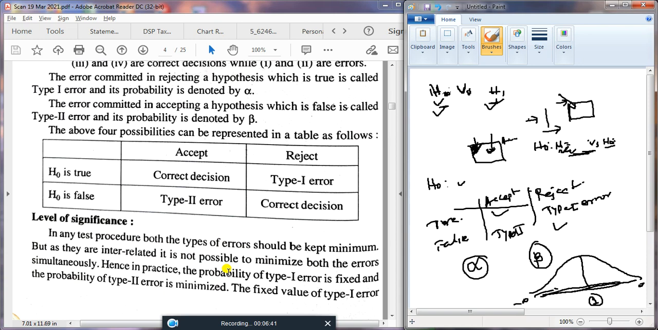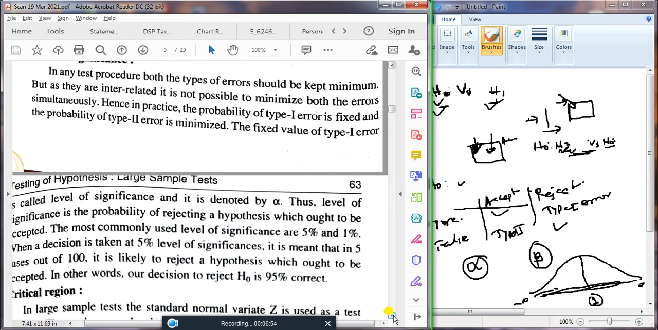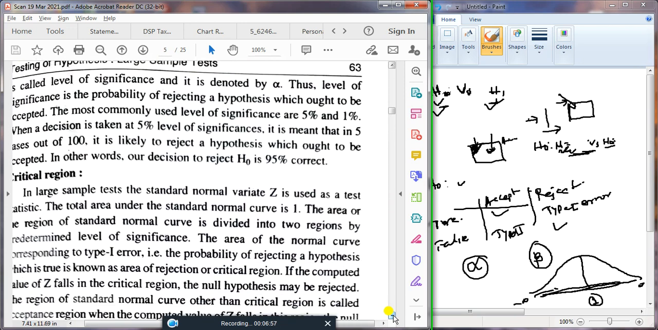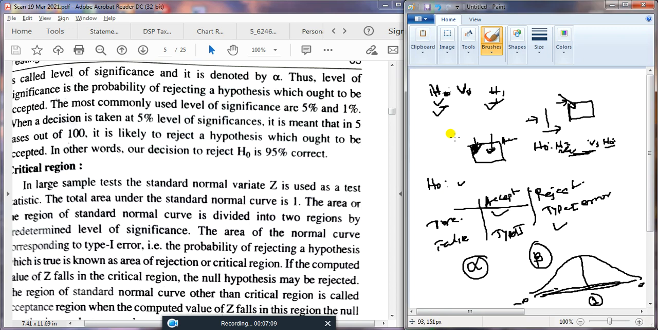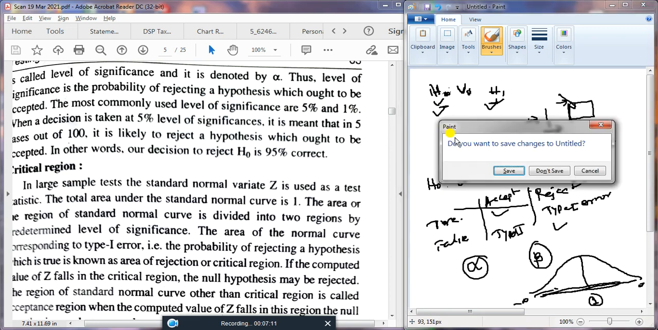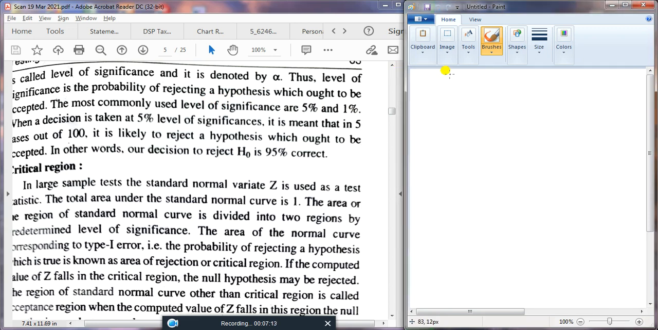Hence, in practice, probability of type 1 error is fixed and probability of type 2 error is minimized. Clear? So the fixed value of type 1 error is called level of significance, and it is denoted with alpha. The significance is the probability of rejecting a hypothesis which ought to be accepted. The most common levels of significance are 5% and 1%. तो ये दो लेवल है, वही लेवल पे एक 5% लेवल आया और एक 1% लेवल आया.